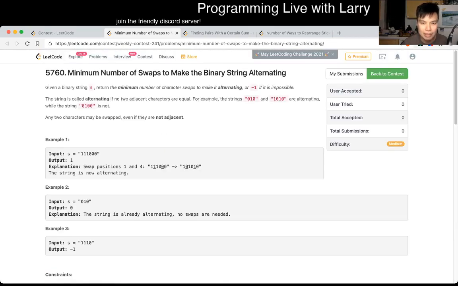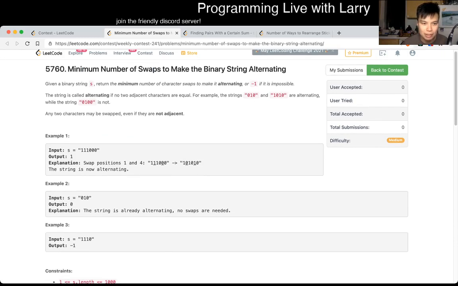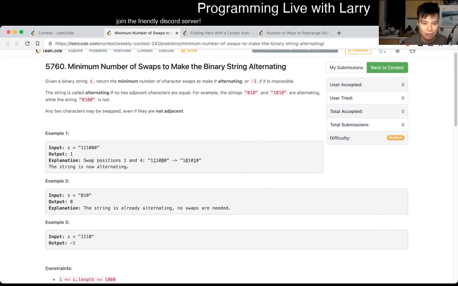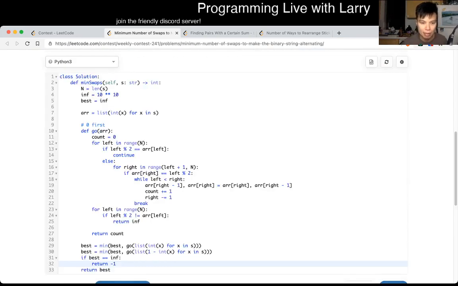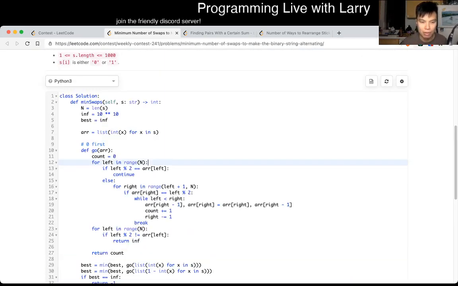Oh, it's swap anything. Whoops. Not just adjacent swaps. Not adjacent. Whoops. Then how do I do it? This is awkward. But okay.